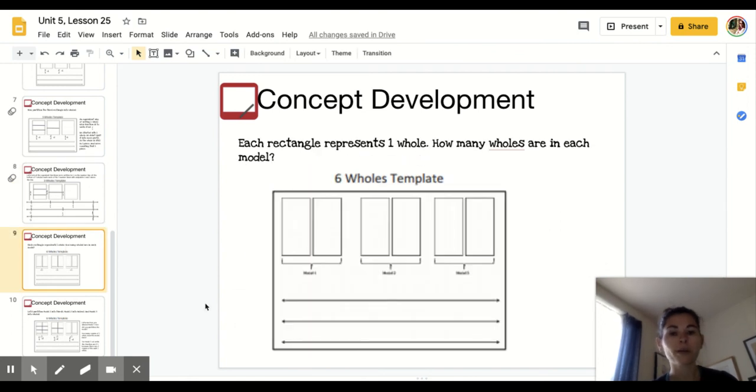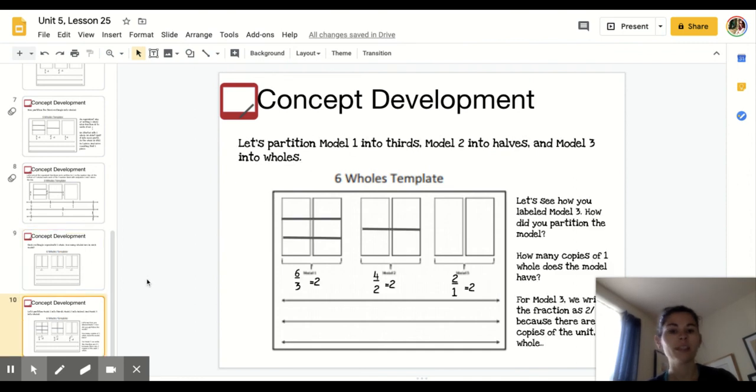Now, we're going to mix it up a little bit. We're going to start with 6 wholes. Each rectangle represents 1 whole. How many wholes do you see below? Right, 6 wholes. Now, if I take my 2 wholes over here and I divide them each into thirds, how many thirds do I have? Right, 6. 6 thirds equals 2 wholes.